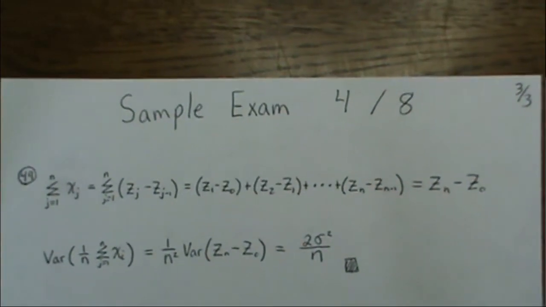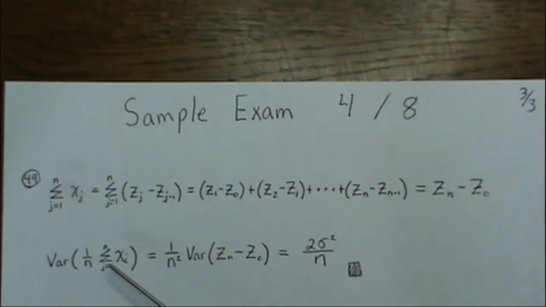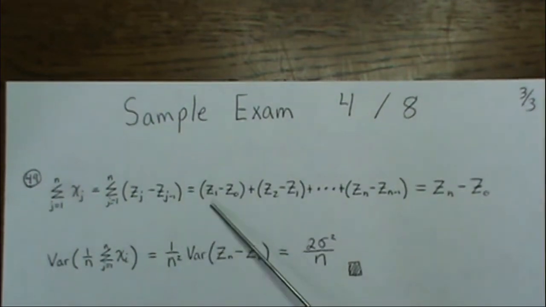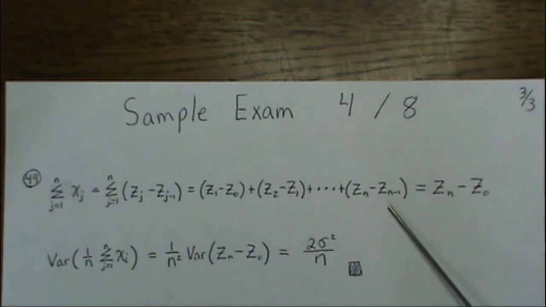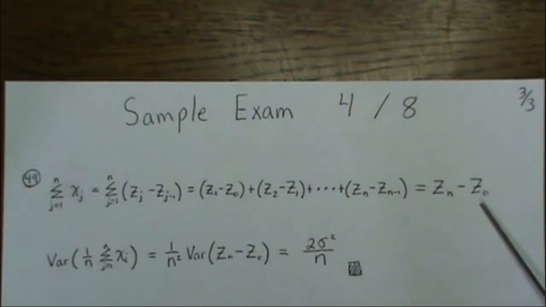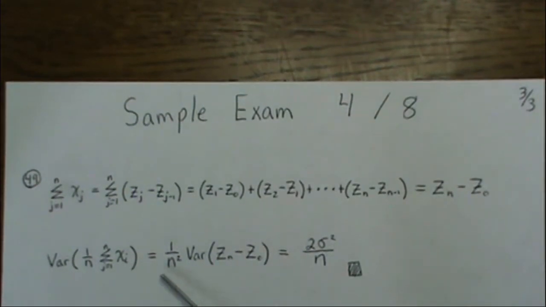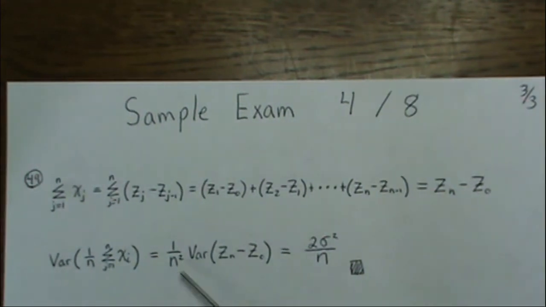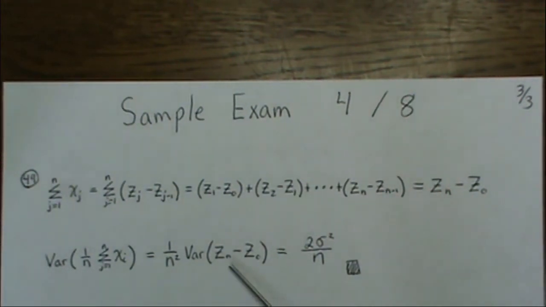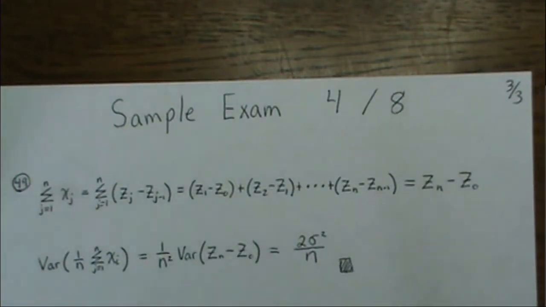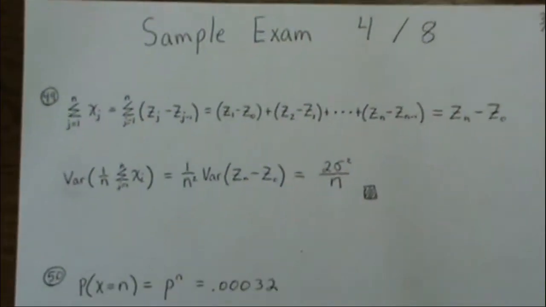So number 49, we want to find the variance of this sum, but that sum is written as z's, which when you write it out is a telescoping sum, which reduces to zn minus z0. So when we're finding the variance of 1 over n of the sum of the xi, since that's a constant, it goes out front squared. So we're trying to find the variance of zn minus z0, which is sigma squared, and there's 2 of them. So the answer is 2 sigma squared over n.